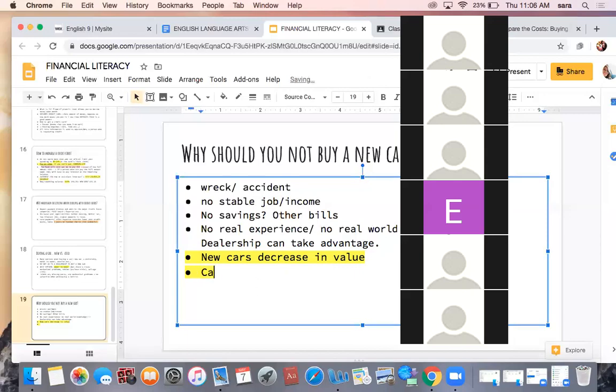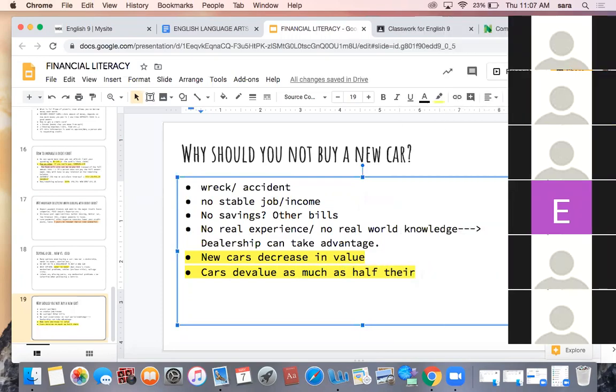Let me see, cars devalue as much as half their price within the first 4 years.